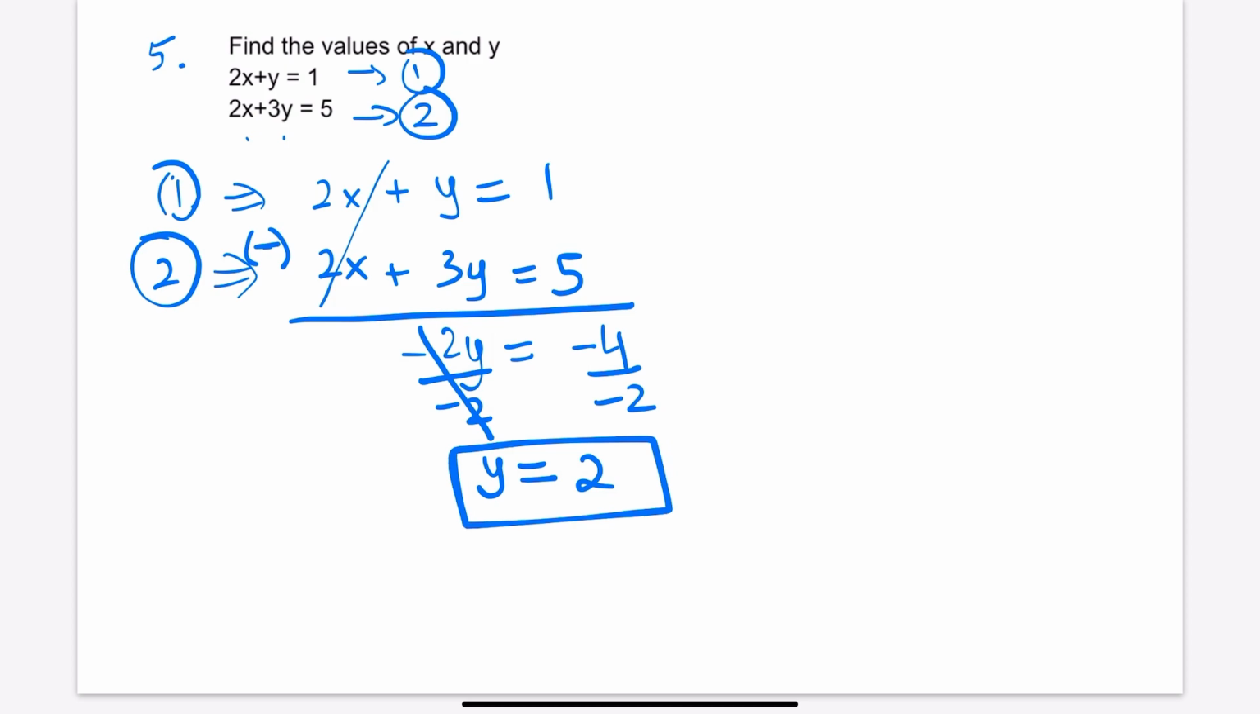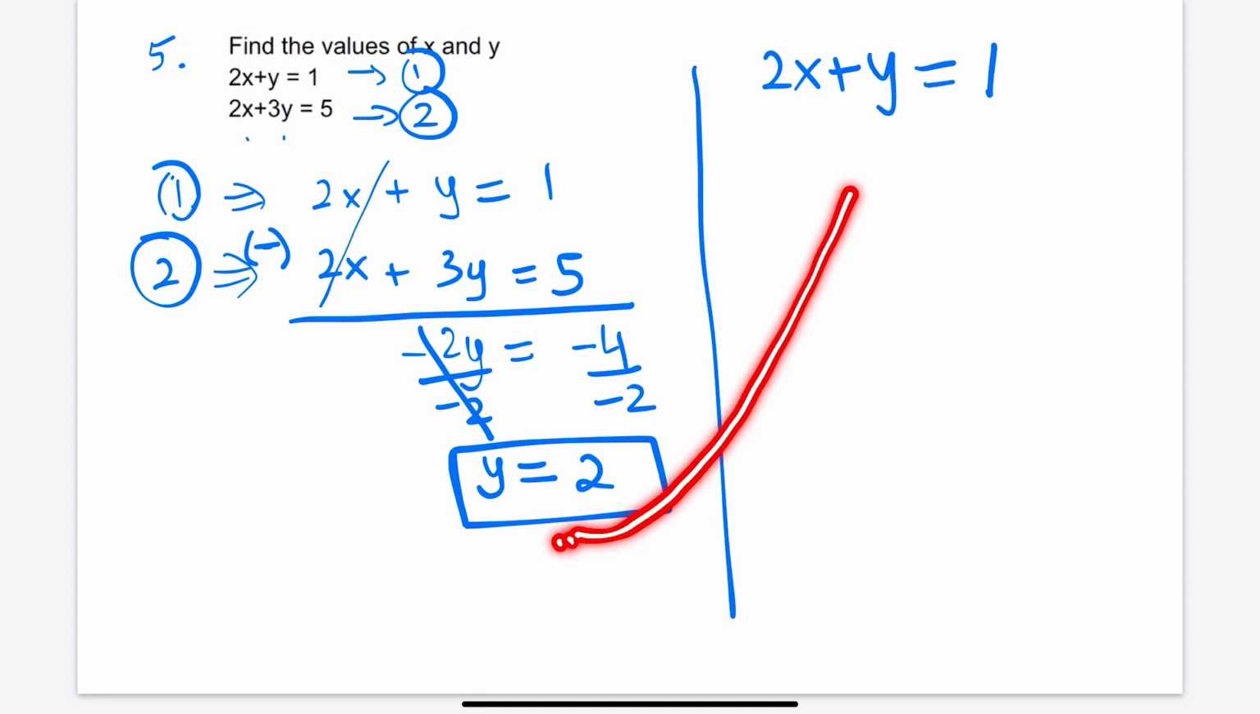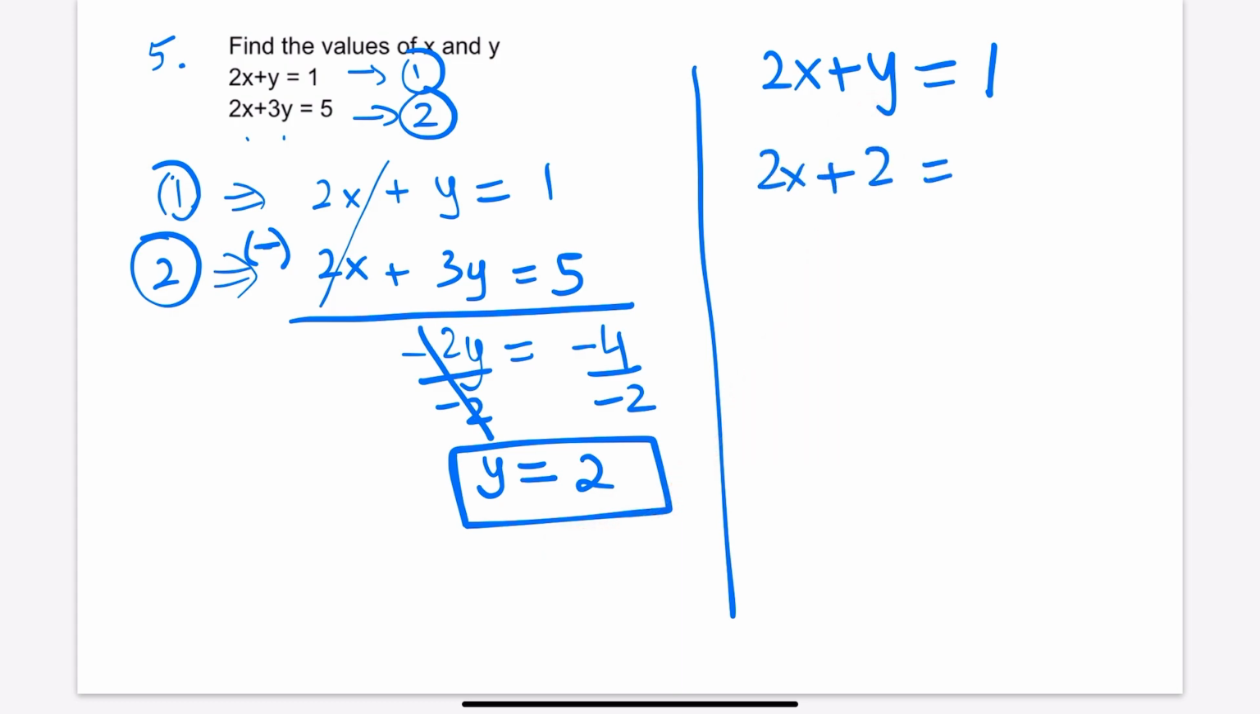Once you have determined y, you can choose either equation 1 or 2 to substitute the value of y in order to determine the value of x. Let's pick one equation. Let's say equation 1 appears to be easy: 2x plus y is 1. We just determined y as 2, so substitute y as 2 here. So it's 2x plus 2 is 1.